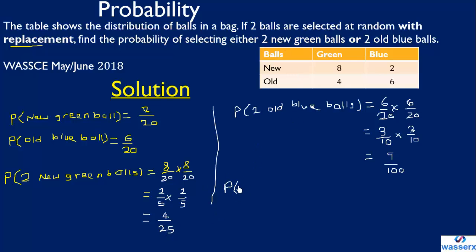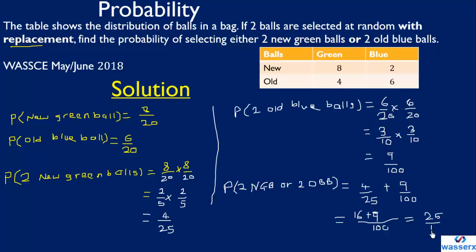Now the probability of two new green balls or two old blue balls, let me abbreviate them, will be equal to 4 over 25 plus 9 over 100. And this gives us the LCM of 100. Then 16 plus 9, so this totals 25 over 100. And this is equal to 1 over 4.